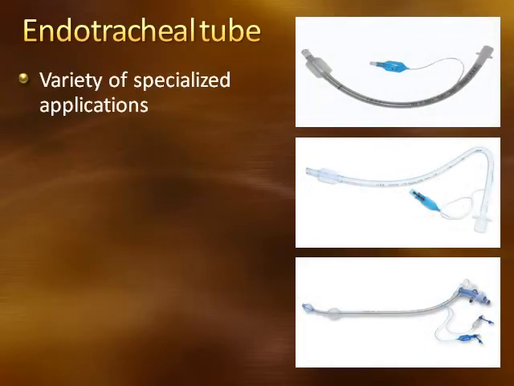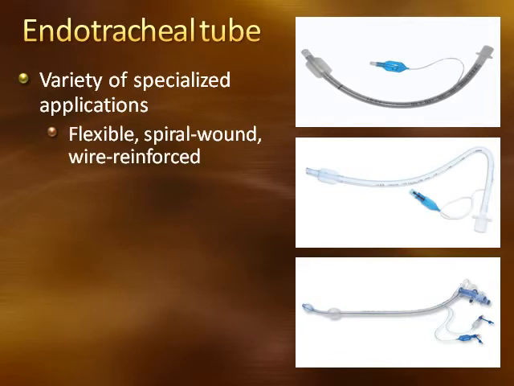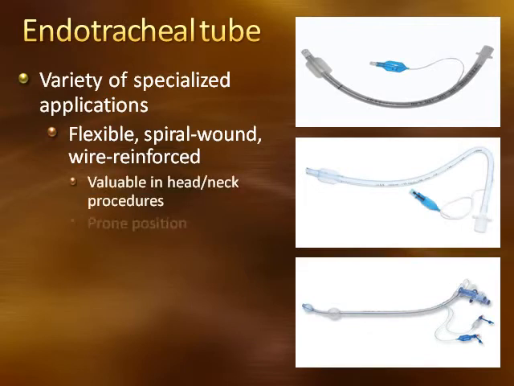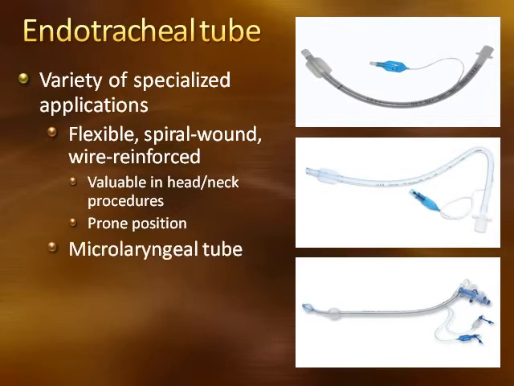Endotracheal tubes have been modified for a variety of specialized applications. Flexible, spiral-wound, wire-reinforced endotracheal tubes resist kinking and may prove valuable in some head and neck surgical procedures or in the prone patient. If an armored tube becomes kinked from extreme pressure, however, the lumen will tend to remain occluded and the tube will need to be replaced. Other specialized tubes include microlaryngeal tubes, preformed tubes, and double lumen endotracheal tubes.